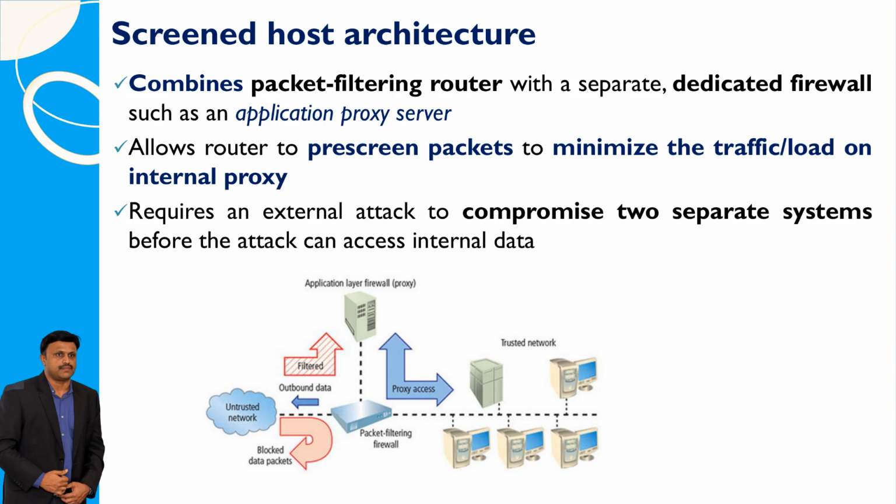The screened host architecture integrates a packet filtering router with a distinct firewall, often an application proxy server. This setup enables the router to preliminarily screen packets, reducing the traffic burden on the internal proxy. Consequently, for an external attack to breach internal data, it necessitates compromising two separate systems, enhancing overall security measures.